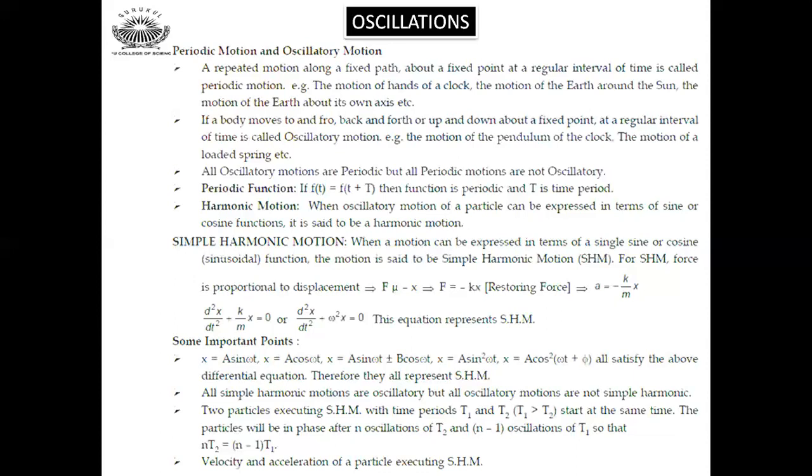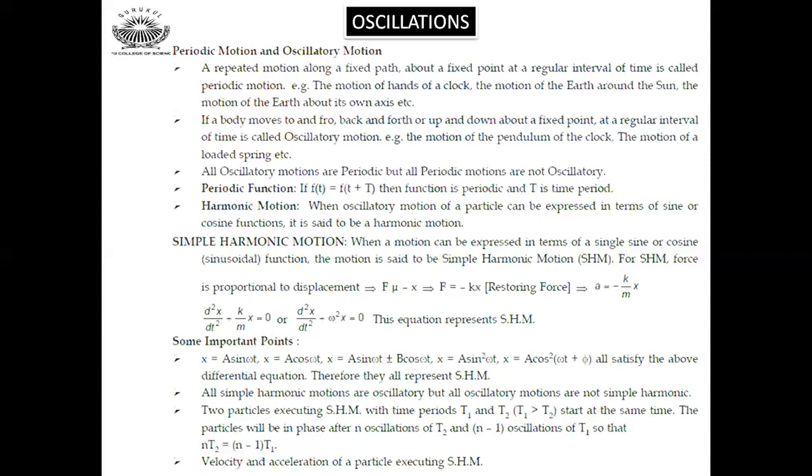This equation can be obtained by considering Newton's second law of motion and the equation from Hooke's law. Further, some important points: x equals a sin omega t, x equals a cos omega t, x equals a sin omega t plus or minus b cos omega t, x equals a sin square omega t, x equals a cos square omega t plus phi. They all satisfy the above differential equation, therefore they all represent simple harmonic motion. All simple harmonic motions are oscillatory, but all oscillatory motions are not simple harmonic.